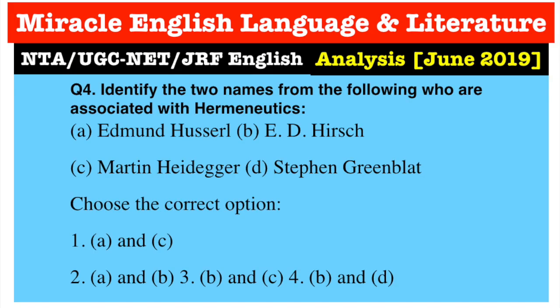Question number next. Identify the two names from the following who are associated with hermeneutics. Now, you need to read this in detail. Hermeneutics, the interpretation of this world. Before that, you have to read phenomenology. And before that, you have to read all that: New Criticism, structuralism, post-structuralism, deconstruction, postmodernism. There are so many theories attached to that. And then comes phenomenology. How do you interpret this world? How do you interpret the plays or novels you read? How do you interpret your own life, your day-to-day life?